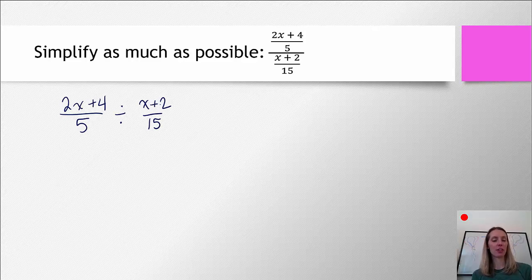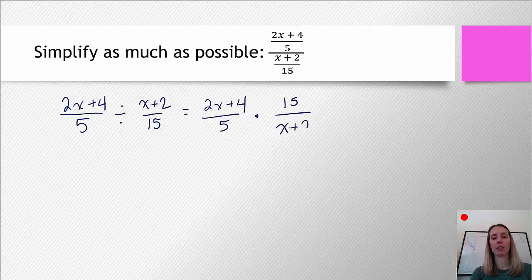Now that we have the division sign, we're ready to rewrite as multiplication by multiplying by the reciprocal of the divisor. That doesn't do anything to our first fraction. We have 2x plus 4 divided by 5. We're going to rewrite this as times 15 over x plus 2.